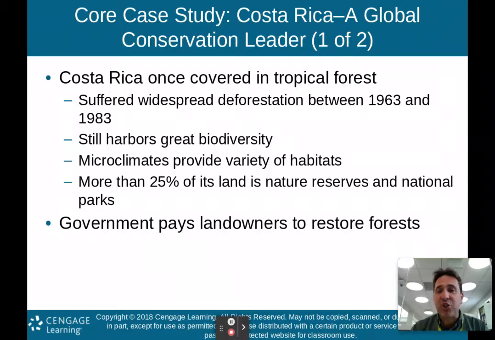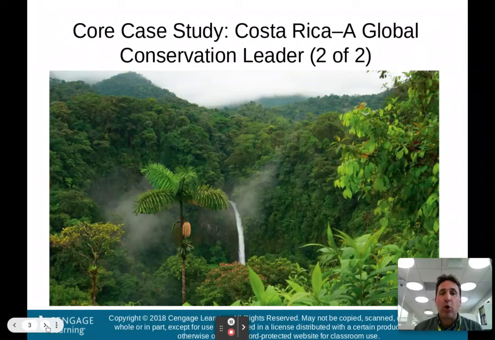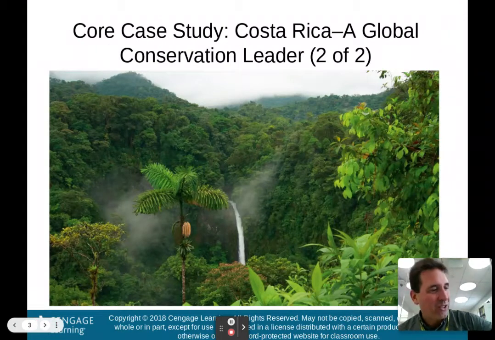More than 25% of Costa Rica's land is natural reserves and national parks. And the government actually pays landowners to restore forests. Again, this is a way to help because of that deforestation that happened back in the 60s, 70s, and early 80s. Now they're getting a lot of those forests back, and one of the ways is that the government pays landowners to restore forests.